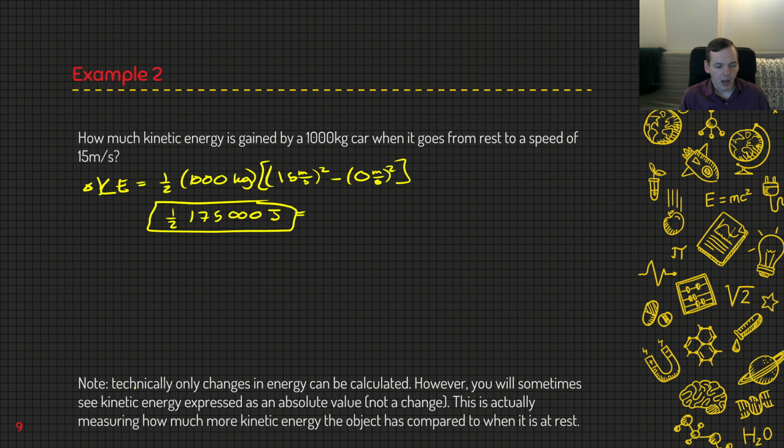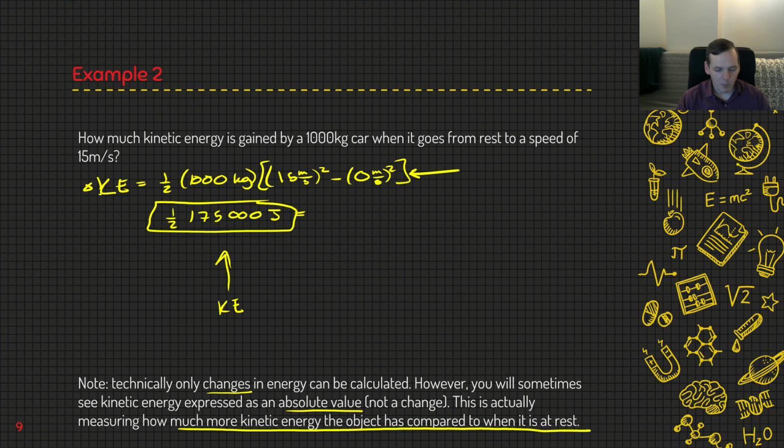Now, as we talk about with all energy changes, we can only calculate, technically, changes, but sometimes you'll see kinetic energy expressed as an absolute value. So something will be like, this car right here has this much KE. So rather than saying it's gained this much kinetic energy from rest, they'll just say this car has half of 225,000 joules of kinetic energy. Whenever you are just given an amount of kinetic energy, what they're implying is how much more kinetic energy the object has than when it was at rest. So they're doing this equation right here.